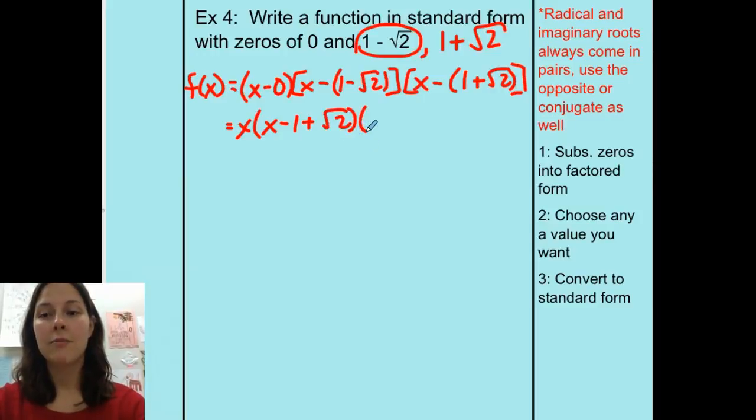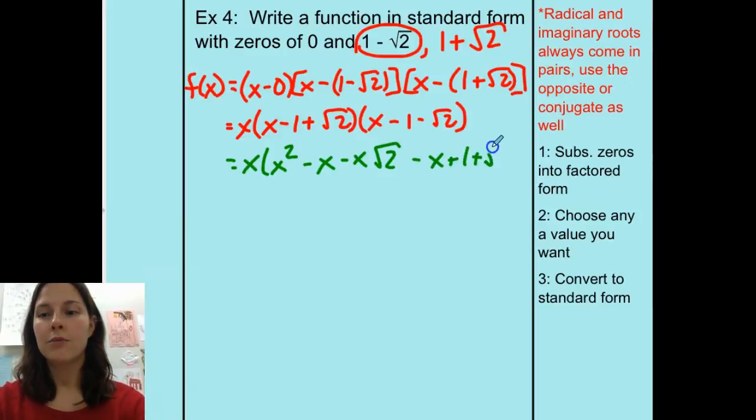And instead of FOILing, because FOIL only works if you have binomials, we will have to, I just call it distributive property. You distribute until you are done distributing with each term. I'm going to leave my first x alone, and I'm going to multiply my two trinomials together first. So I have x times x gives me x squared. Then I have x times -1 and x times negative root 2. Now I will distribute my -1, so I'll have negative x plus 1 plus root 2.